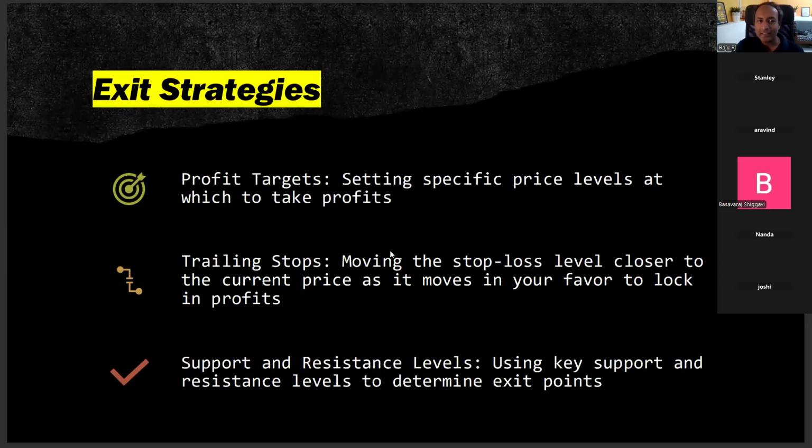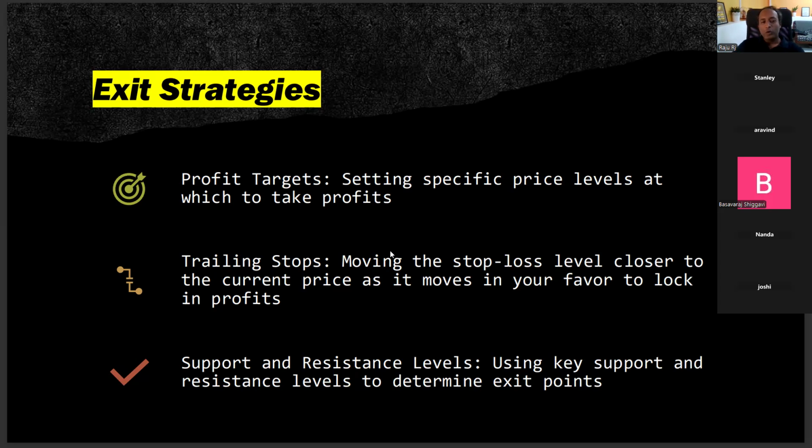So exit strategy is again very important, how much you should hold. Once you enter the trade, okay, the profit target. So setting specific price levels at which to take a profit, right? Usually in swing trading, the risk to reward ratio should be 1:1 or 1:2, 1:3, 1:4. You can trial it. Okay. The stop loss is defined. And by entering, you should always enter at a higher price, and at the lower price of the particular candle, we should keep a stop loss.